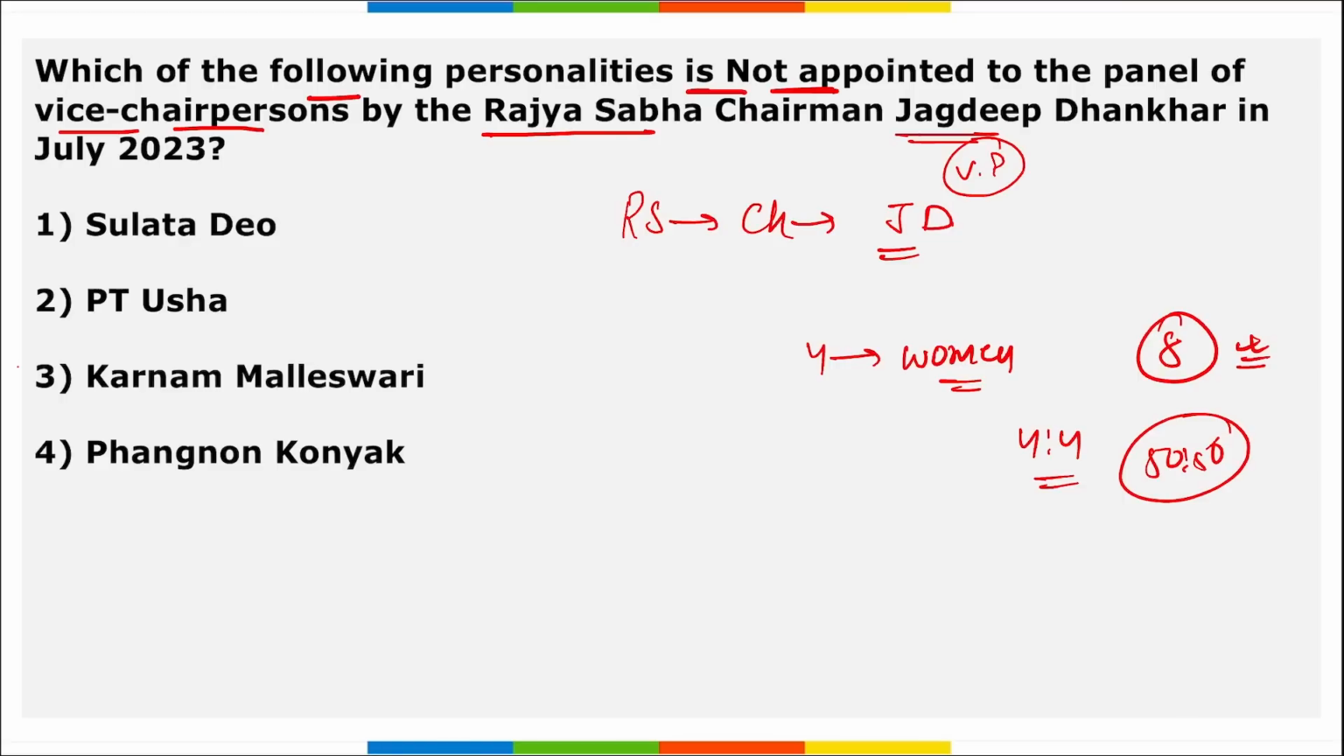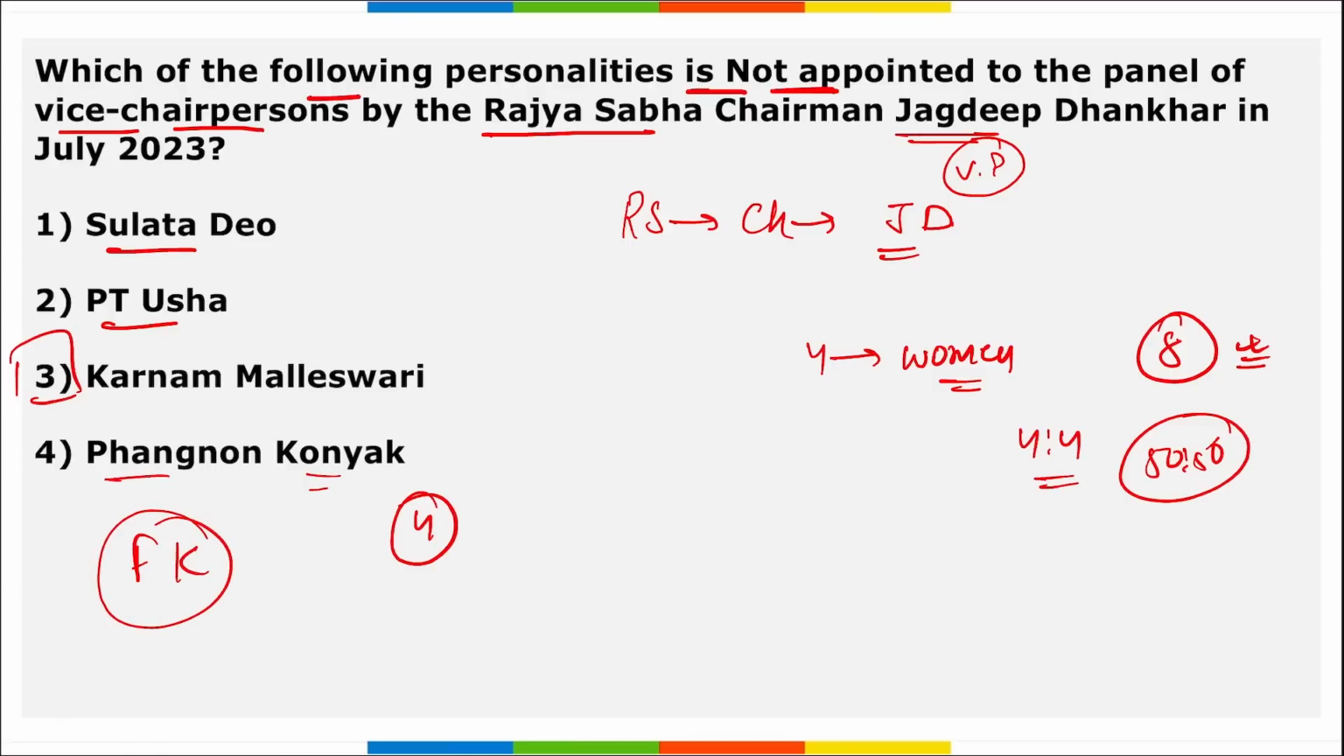So the option is Karnam Malleswari ji, she was not appointed to this position. Rest, Sulata Deo, PT Usha, Phangnon Konyak and Fauzia Khan. So these are the 4 women who were appointed to this panel, correct? And the panel reconstituted before the monsoon session contains a total of 8 members, correct? And out of which 4 are women.